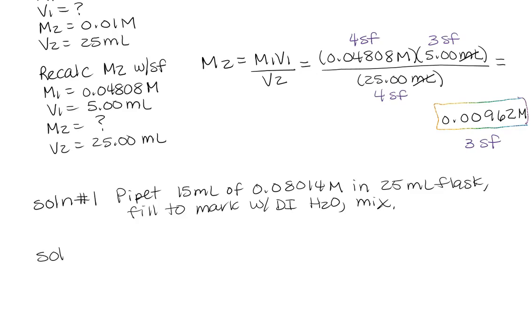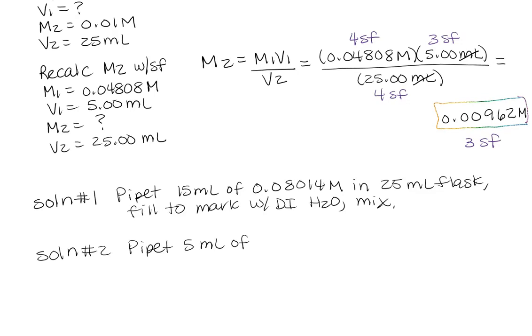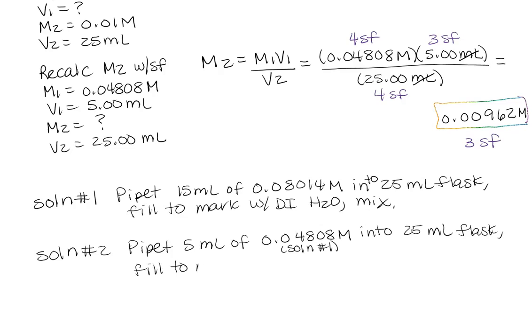Sorry, the handwriting's getting a little bit sloppy here. For solution 2, we pipette 5 mL of 0.04808 molar, which is solution 1, into a 25 mL flask. Fill to the mark with water and mix. I know it might seem redundant that I'm writing it all down twice, but it is important that you understand what solution prep looks like, because there's a practical aspect to it. It goes beyond just the calculation.